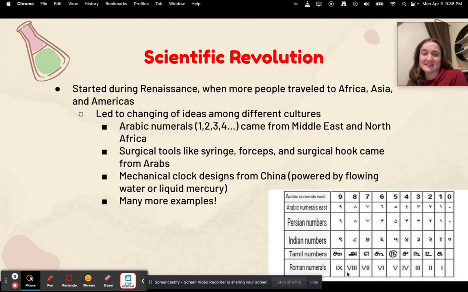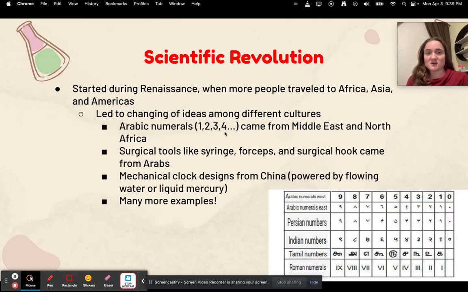Other things like surgical tools like syringes, forceps, and surgical hooks came from the Arabs as well. The mechanical clock design came from China, and was powered by flowing water or liquid mercury. And there's a lot more examples, but those are just a few that I picked out.